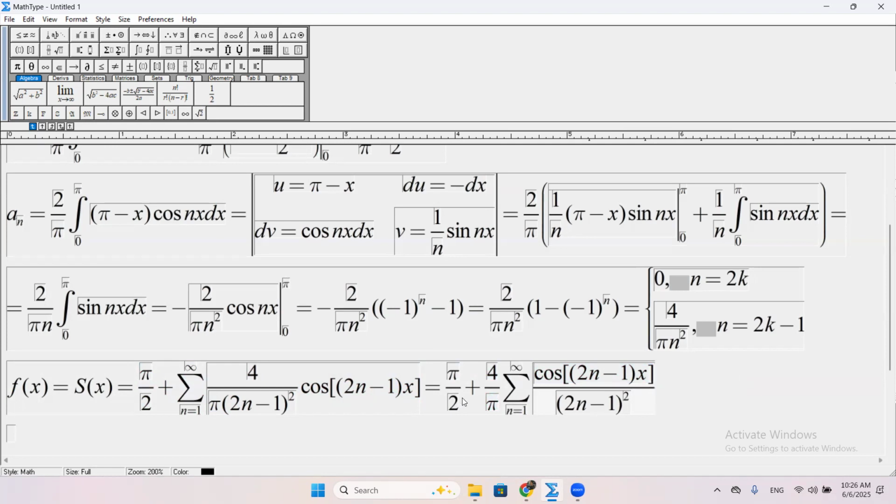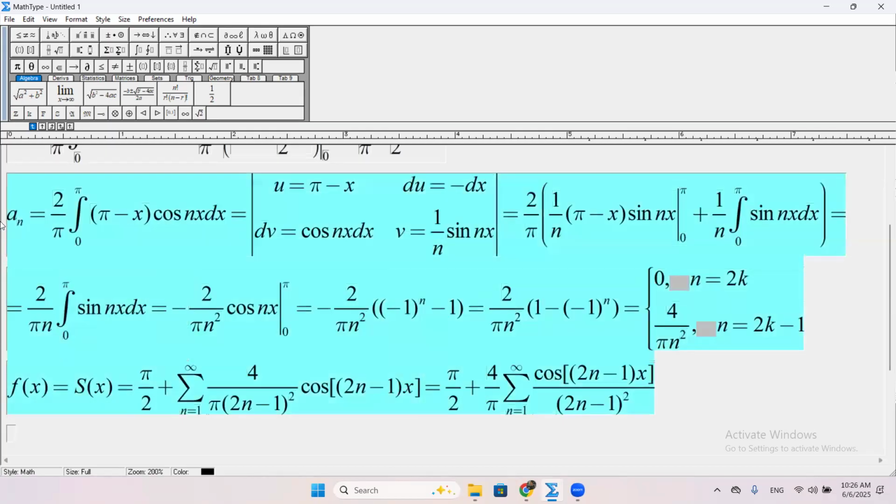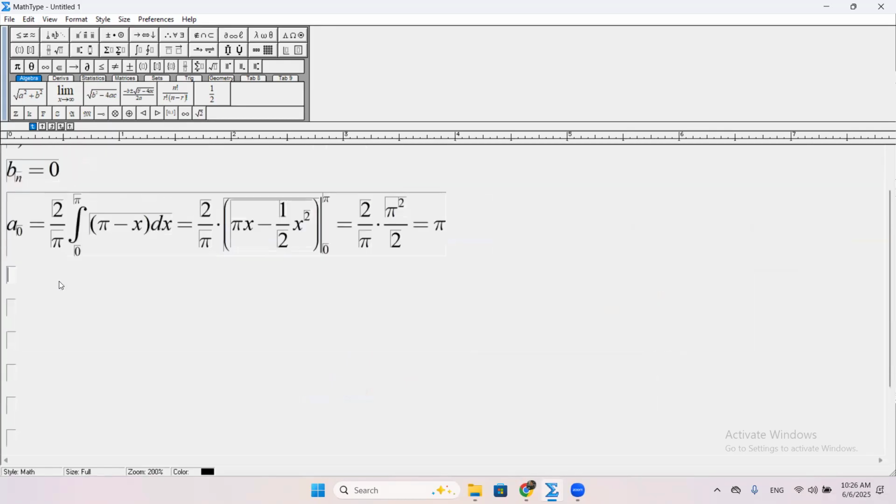Any questions about this exercise? So in terms of cosines, yeah. No. Okay, if no questions, let's move next.